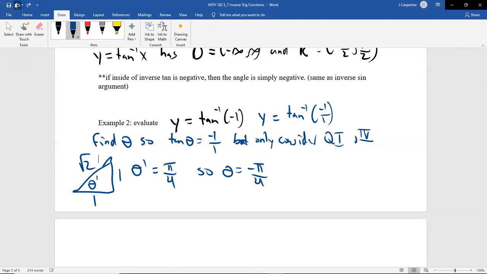If you don't trust the little memo right here, what you do is you draw this angle, but in quadrant 4. And when you draw π/4 this way, you just rotate clockwise to get -π/4. Remember, you don't want to go counterclockwise because that would give you 7π/4, which is outside of the range. So that's just a clockwise rotation of the same angle.